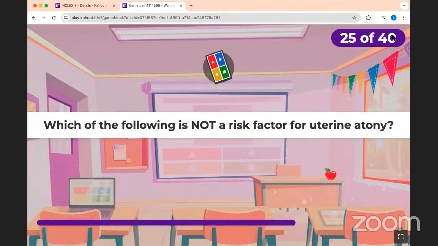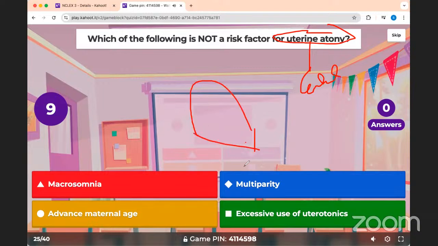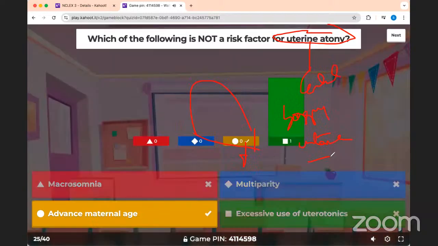Which of the following is not a risk factor for uterine atony? Keyword is atony. The uterus basically lacks contraction. It's not contracting the way it's supposed to. It's boggy, it's huge, it slows down, it's going to cause hemorrhage. So which of these is going to cause a boggy uterus? I can't teach you enough about how to answer questions and make it easy, right?